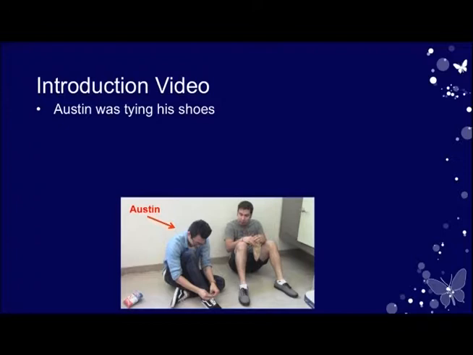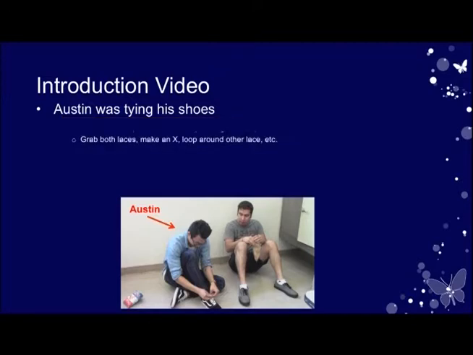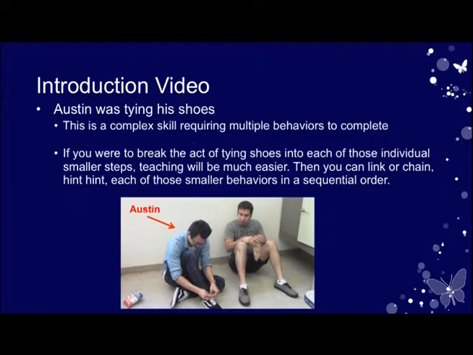Now what you may have noticed from the video, or your own experience with it, is that tying shoes is a long behavior. It requires multiple small steps to complete the behavior of tying shoes. For example, Austin had to grab both laces, make an X, loop one lace around the other, and so on. This can be a rather difficult skill to teach someone with traditional teaching strategies. However, if you were to break the act of tying shoes into each of those individual smaller steps, teaching will be much easier. Then you can link or chain, hint hint, each of those smaller behaviors in a sequential order.